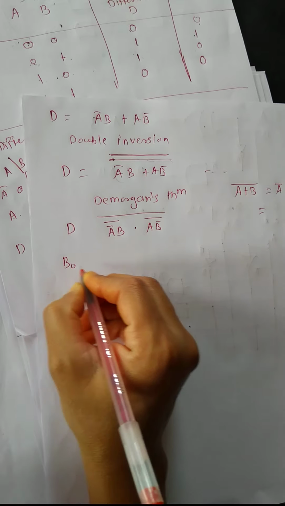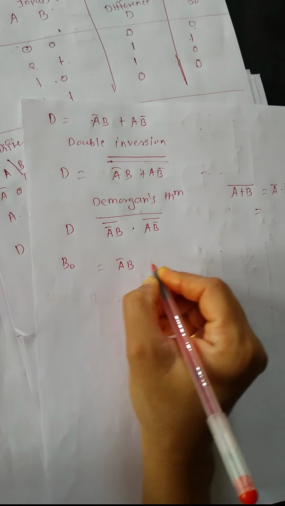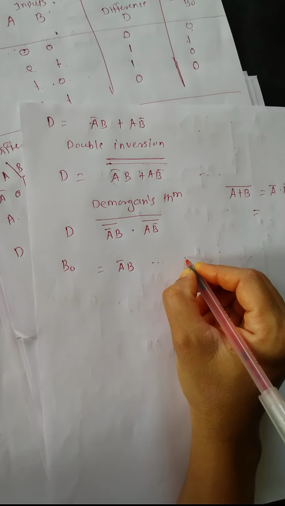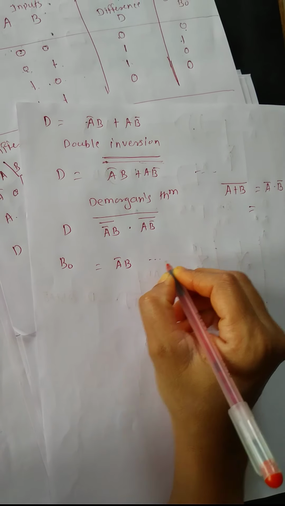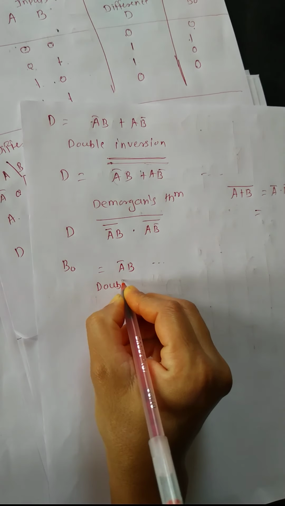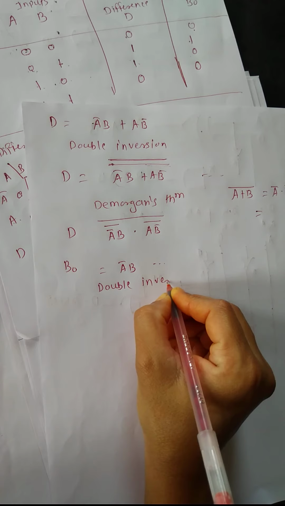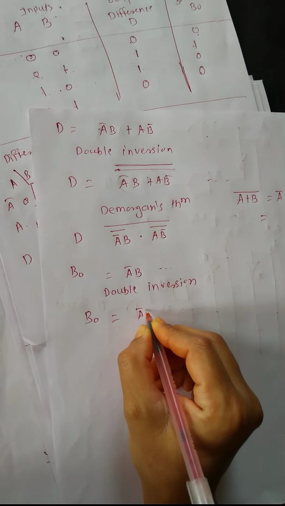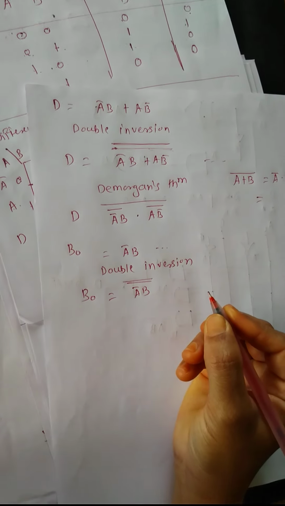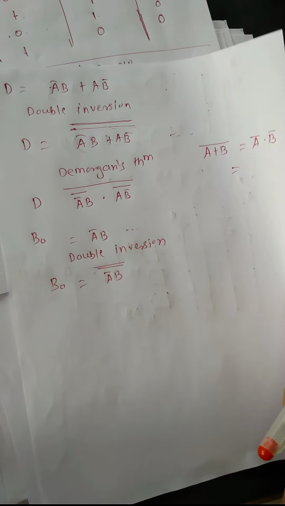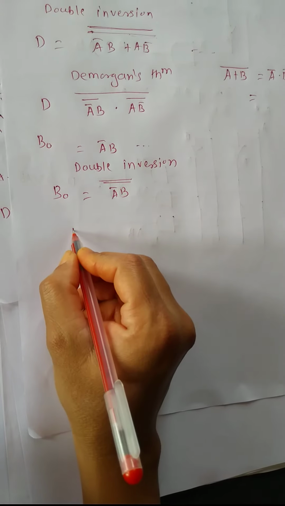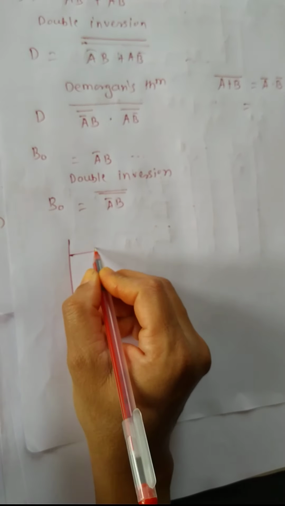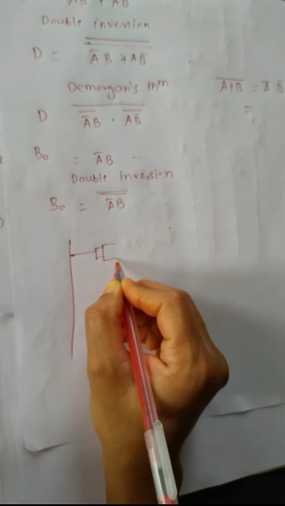And the borrow equation is A bar B. So take the double inversion, because we want that equation in the form of NAND gate. So we take the double inversion of that equation. B0 is A bar B double bar. So the diagram is in the form of NAND gate. In the diagram only NAND gates are used.